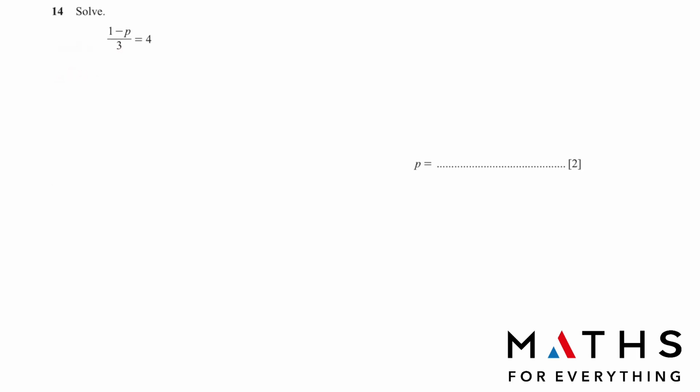Question number 14. 1 minus p over 3 is equal to 4. So to make p the subject, we multiply first 4 by 3. That will give us 12. Then we want to make p the subject. The subject cannot be negative. Shifted to the right hand side, the sign will become positive. It will become p. This 12 shift on the left hand side. It's plus 12. When I shift here, it will become negative 12. So 1 minus 12 is negative 11. That is our value of p.